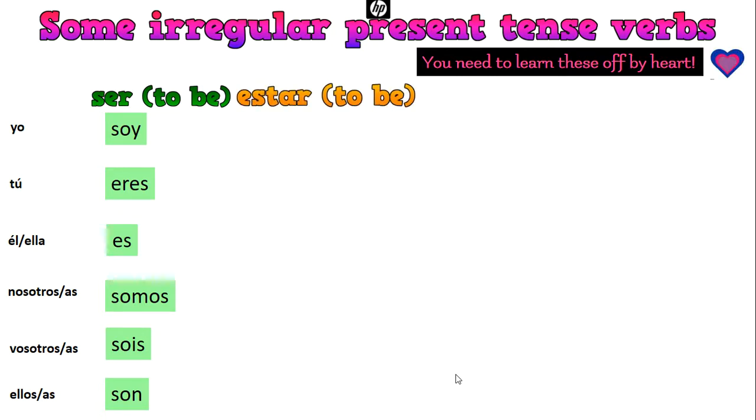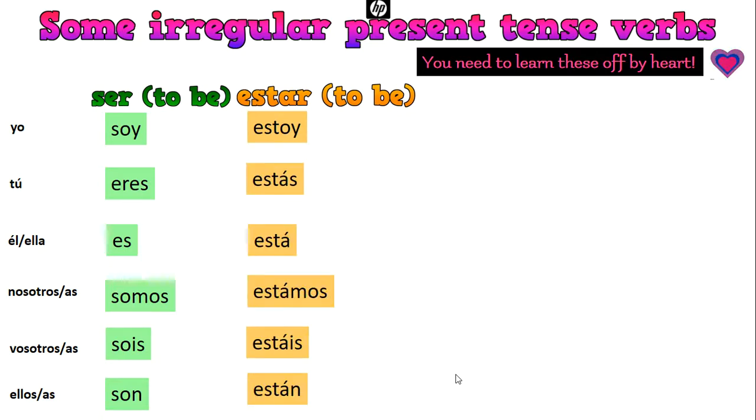The next one that you need to look at is estar, which also means to be, but you don't use this in the same context as ser. You use ser for things that are usually permanent and characteristics, and you use estar for feelings which are not permanent and describing locations of things. Don't worry too much about when to use ser and estar today. I will be going over that next lesson. So estar goes estoy, estás, está, estamos, estáis, están. Again, practice saying that out loud.